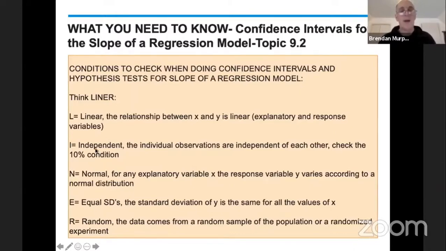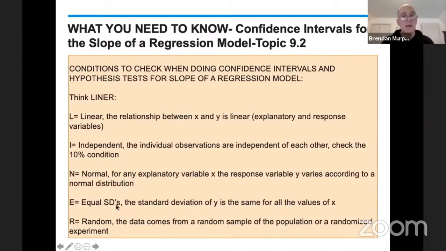The explanatory and response variables are linearly related. I stands for independent. That hasn't changed. The individual observations are independent of each other, and we check this with our 10% condition, which you're hopefully real comfortable with by now. N is for normal: we're looking for some sort of a normal shape. The response variable Y varies according to a normal distribution, and I can check that using maybe a dot plot or a histogram of my residuals. I think Luke did that yesterday.